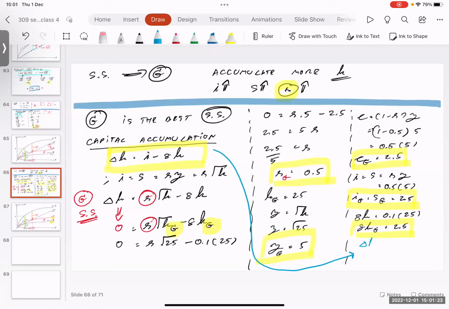Okay. Delta K equals investment, which is 2.5, minus depreciation, delta small k, 2.5. So delta K is equal to 0. This confirms that the golden rule point is a point where everything stops moving. Confirms. So far so good. And then the last, let's just put everything we know here into the graph.